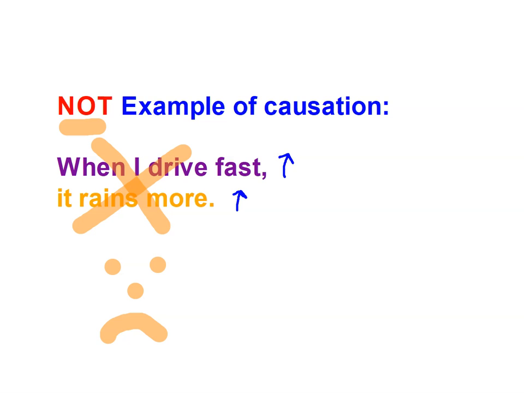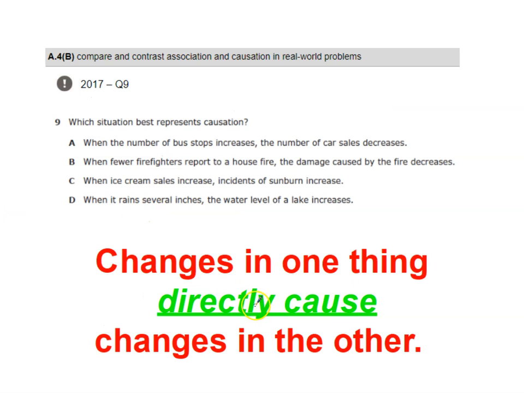So let's look at some STAR test questions. Remember, changes in one thing directly cause changes in the other. In 2017, it was question 9 on the STAR test. It said, which situation best represents causation? So here, that's where I'm looking for my smiley face. What causes the other to happen? So let's look at the examples. When the number of bus stops increases, the number of car sales decreases. So if they put a bunch of bus stops on the street, do you think that's going to cause a lot of people to not go buy cars? I think that's an association. It just happens to be a coincidence. So this one, we're going to put a question mark.